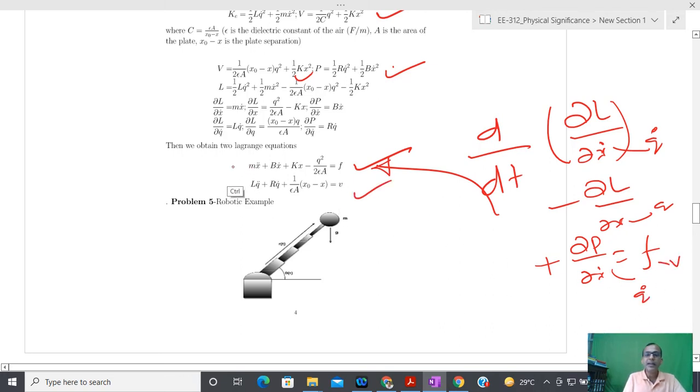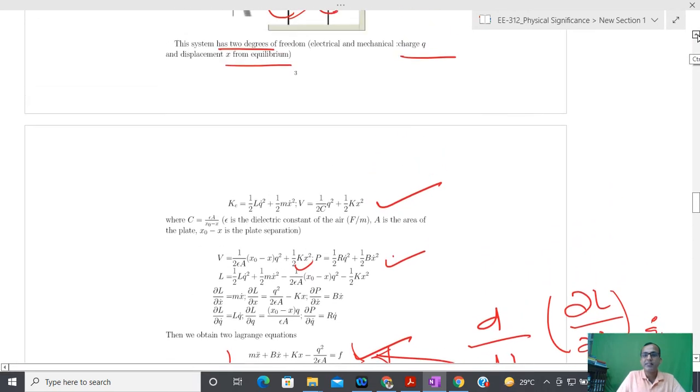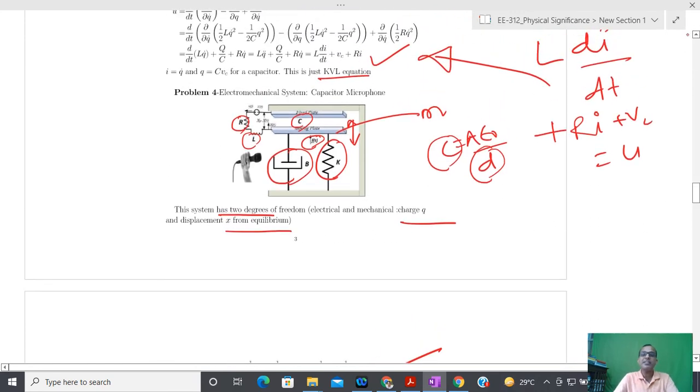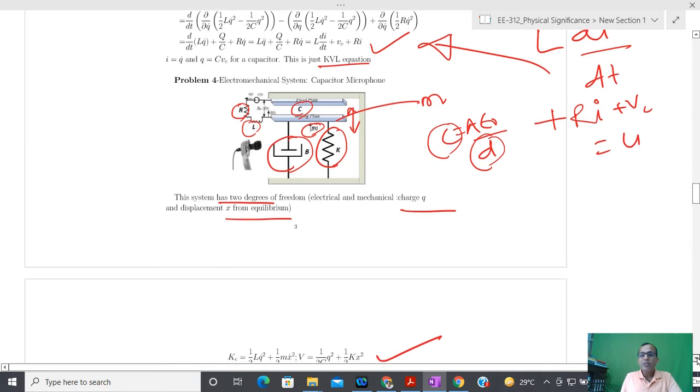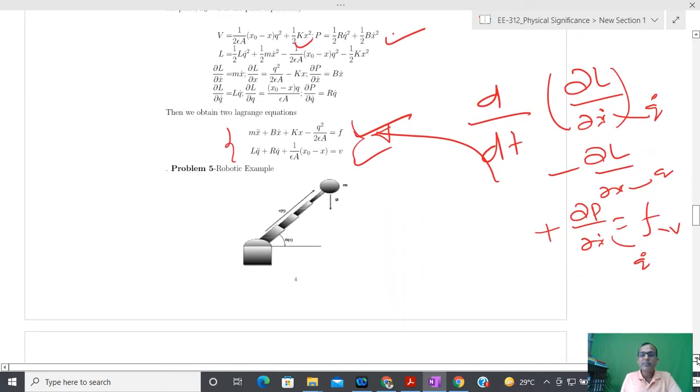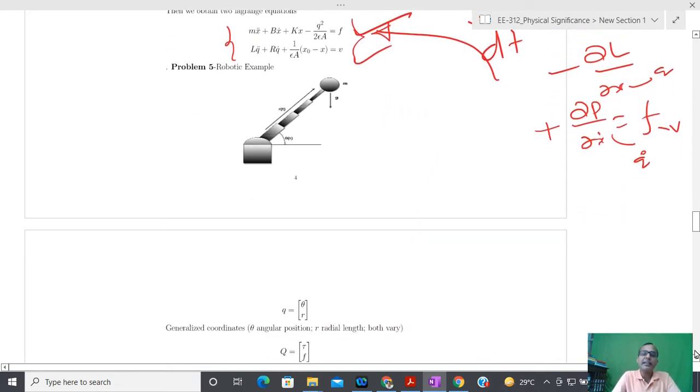In this way, you are quickly able to get the two sets of differential equations, and both sets are second order. Due to that reason, this practical system, that is the capacitor microphone, is actually represented by a fourth order differential equation. Now let us come to the third system, that is robotics.